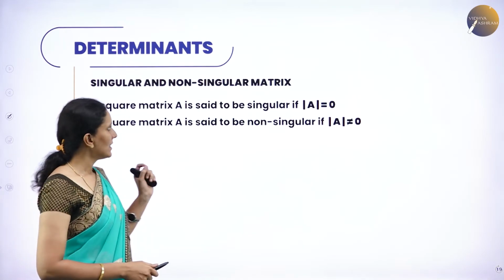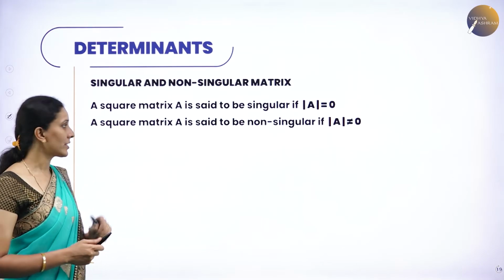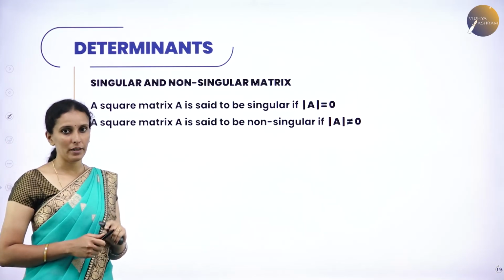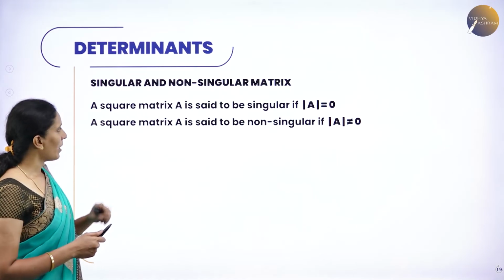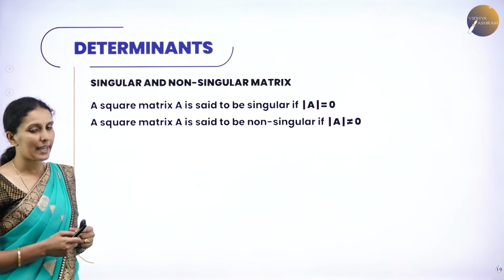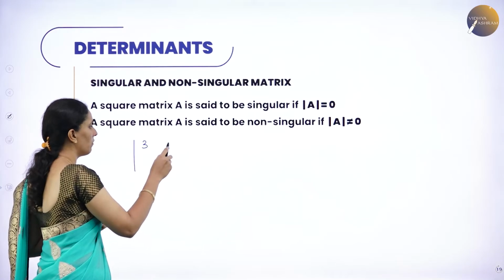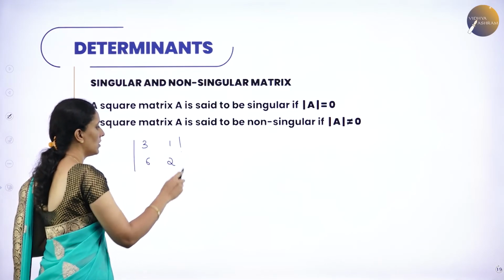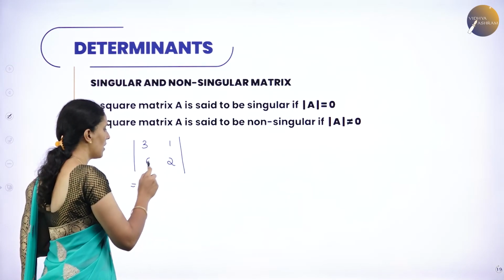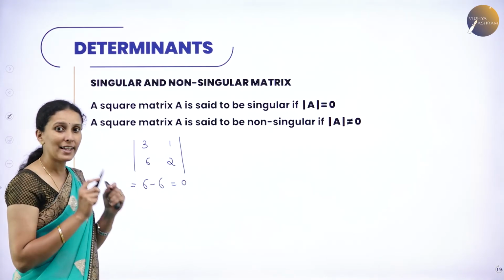The last one is singular and non-singular matrix. What is the singular and non-singular matrix? A square matrix A is said to be singular if the value of the determinant is 0. And a square matrix A is said to be non-singular if determinant A is not equal to 0. I'll take an example of a 2 cross 2 matrix. So see here, 3, 1, 6, 2. Find the determinant of this. 3 2s are 6. Minus 6 1s are 6. See here the value is equal to 0. So this is called a singular matrix.